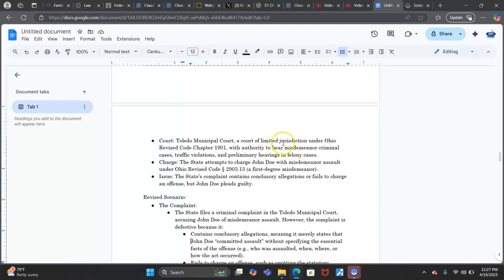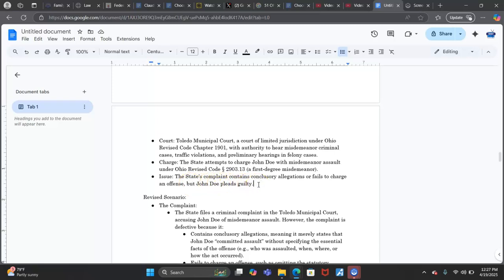Toledo Municipal Court, a court of limited jurisdiction under Ohio revised statute, with authority to hear misdemeanor criminal cases, traffic cases, blah, blah, blah. So this is a different charge. Well, no, it's probably the same charge. Anyway, the state attempts to charge John Doe with misdemeanor assault under Ohio revised code. Look at this statute. A first-degree misdemeanor. Okay. Issue. The state's complaint contains conclusory allegations or fails to charge an offense, but John Doe pleads guilty.